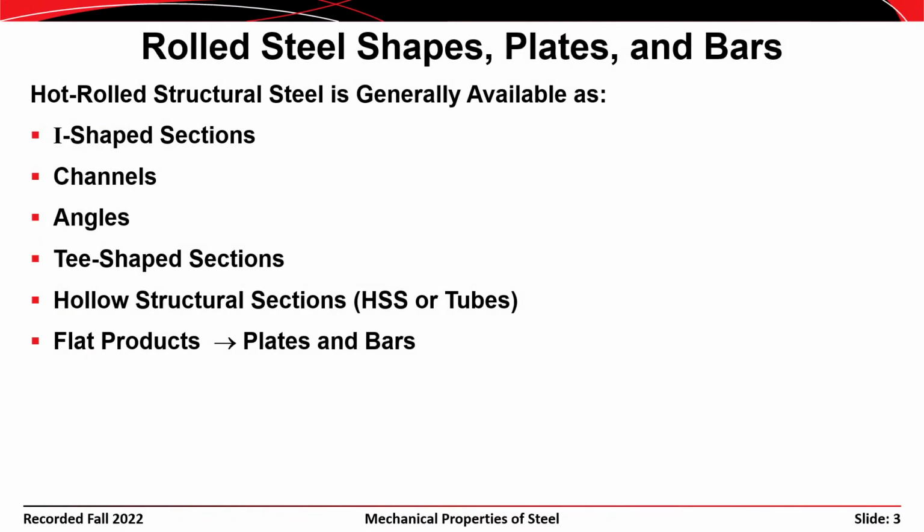The structural steel that we use as engineers is available in a number of different cross sections and shapes and sizes. Hot rolled structural steel is available in I-shaped sections, channels, angles, T-shaped sections, hollow structural sections or tubes, and as flat products like plates and bars. We'll discuss each of these types of shapes or cross sections over the next several slides in the first part of this presentation.